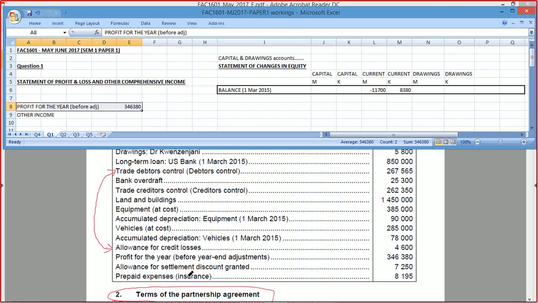Right, prepaid expenses. Do I need it? It's an expense? No, it's not an expense. Prepaid expense is something different. It's an asset. Do I need assets? No. If I did, I would disclose this under the current assets. Okay, and that's it.